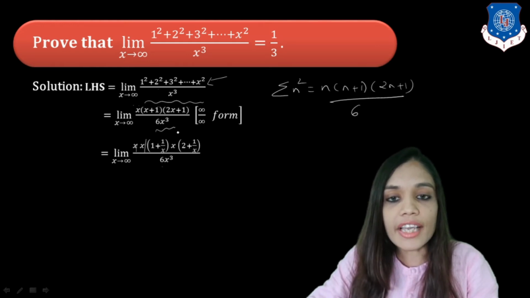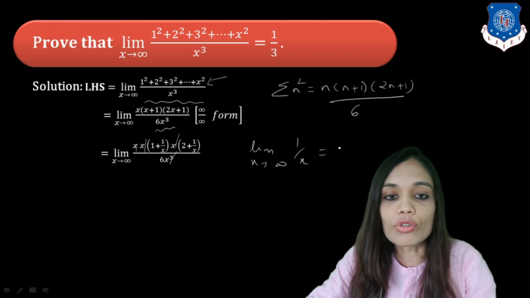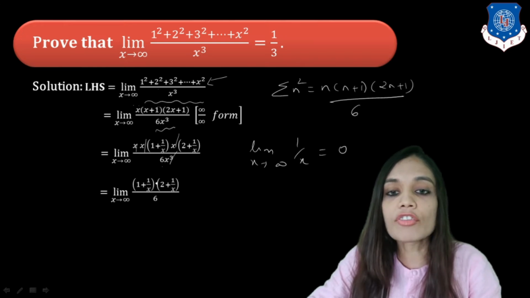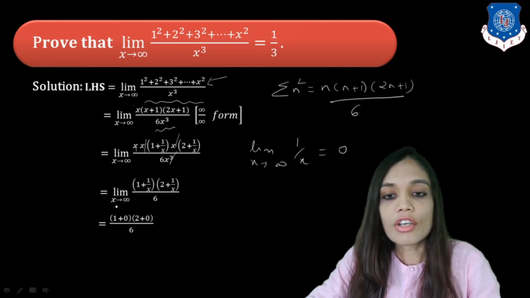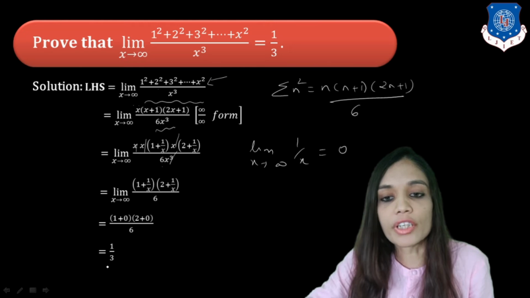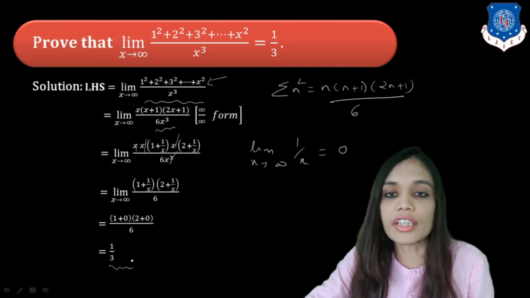Now x cube gets cancelled out. And we know as limit x tends to infinity 1 upon x goes to 0. So now finally what we will get? 1 plus 0 plus 2 plus 0 upon 6. So the final answer of the limit will be equal to 1 upon 3.